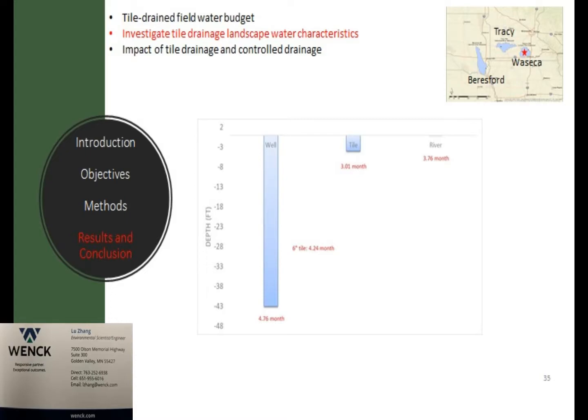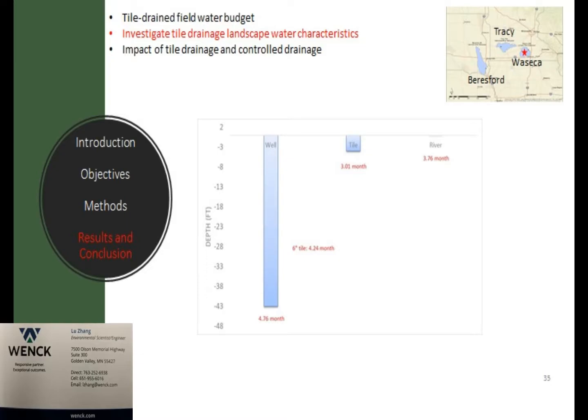And this is the result from the lumped parameter analyses for the mean transit time. I just want to mention that there's a difference. Some people may refer to hydraulic residence time, but there's a difference between hydraulic residence time and mean transit time. Hydraulic residence time is how long the water stays in the system, and mean transit time is how long it takes the water to move out of the system. So if it's not out, it's not part of the mean transit time.